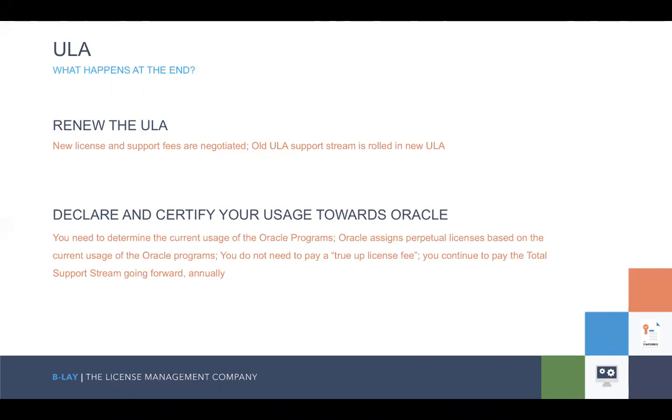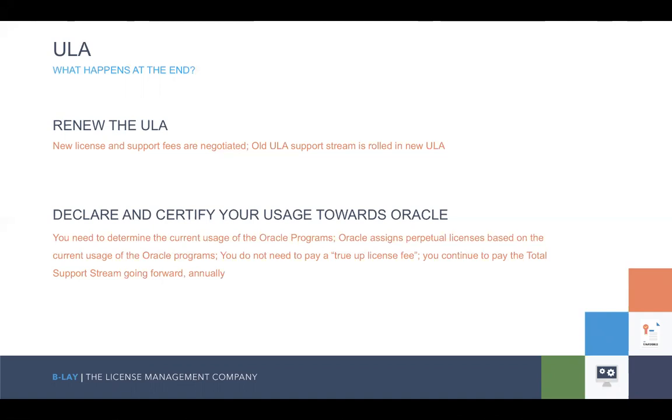Now, the other option you have is that you are declaring and certifying your usage towards Oracle, because as part of your contract, there is a certification clause which requires you to determine at the end of the ULA your then current deployment and usage of the Oracle programs. And based upon whatever number of licenses you have deployed at that moment in time, Oracle will assign perpetual licenses towards your install base. So that's what you're allowed to use going forward. And there is no requirement to pay a true-up license fee. You just continue to pay the total support stream as you did before, subject to support indexation, if not negotiated differently.